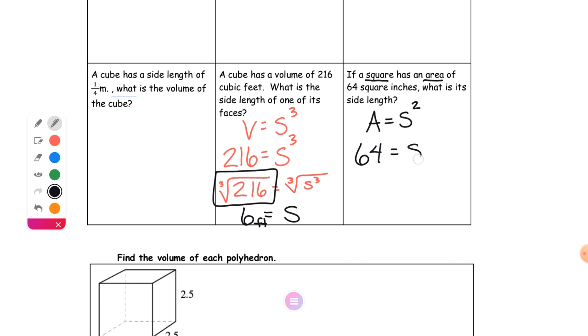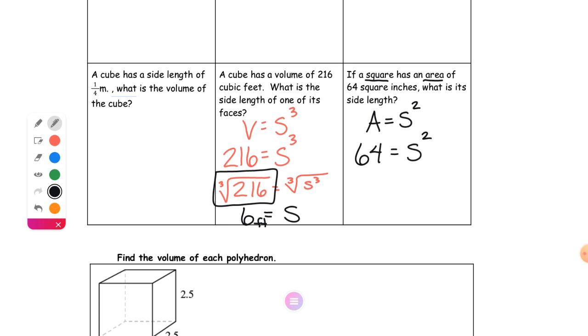So 64 is my area. So guess and check. I'm trying to figure out what number times itself equals 64. What's my answer have to be? What number times itself equals 64? 8, okay? But that equation is not solved because it has that exponent of 2.